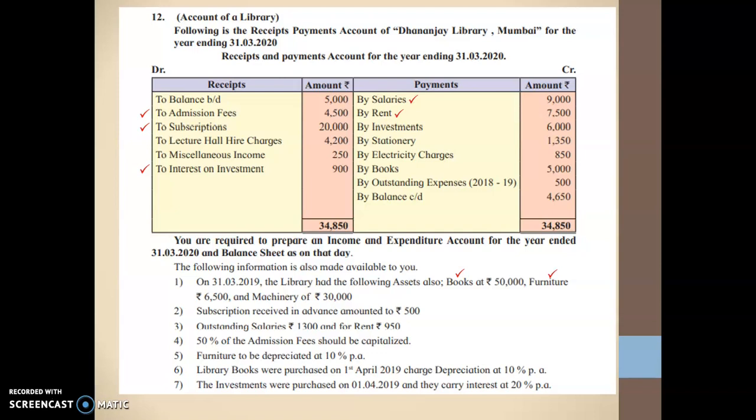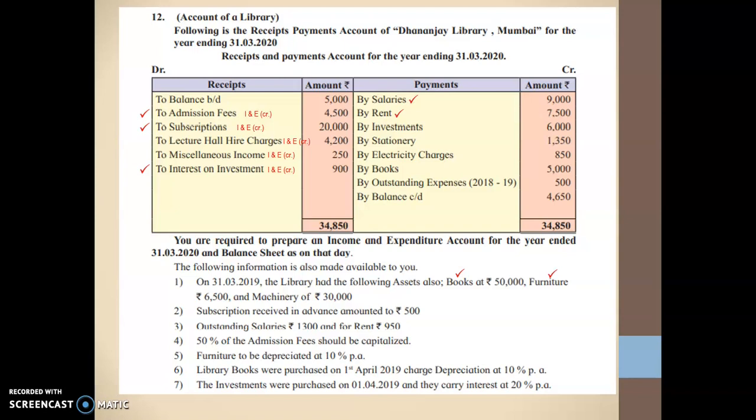The opening balance, we need not record. Admission fees, subscription to be recorded on the credit side of income and expenditure account. Now there's a lecture hall which is given on hire. So the charges received is the income. So we write on the credit side of income and expenditure account. Miscellaneous income, interest on investment again is the income.